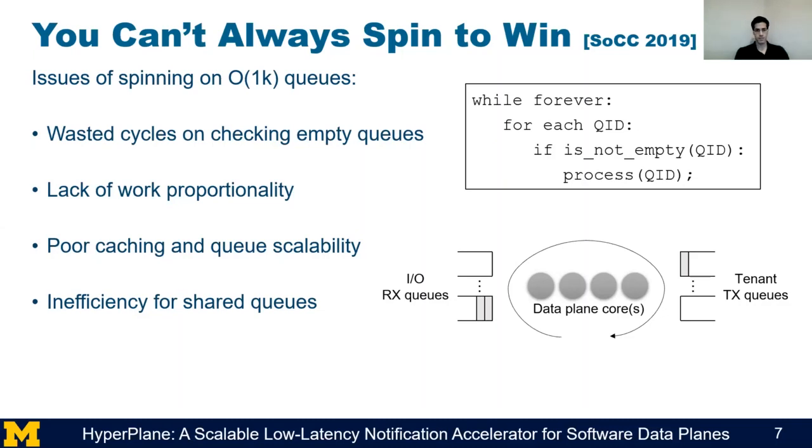Also, at such a large number of queues, reading empty queue heads likely incurs cache misses, and this limits the scalability of spinning. Finally, multiple cores cannot efficiently spin on a number of shared queues due to coherence and synchronization costs. We have extensively characterized these issues in our previous paper on a real system, so if you are interested, please take a look at it.